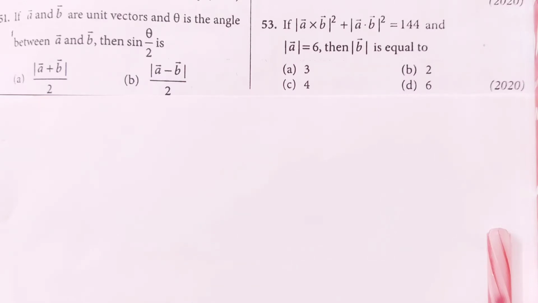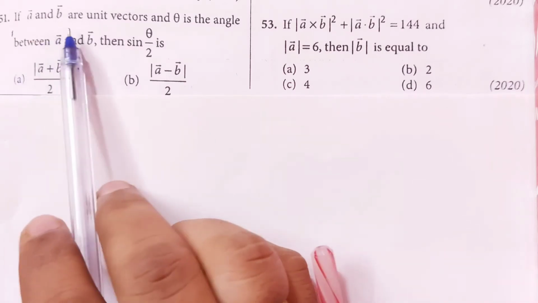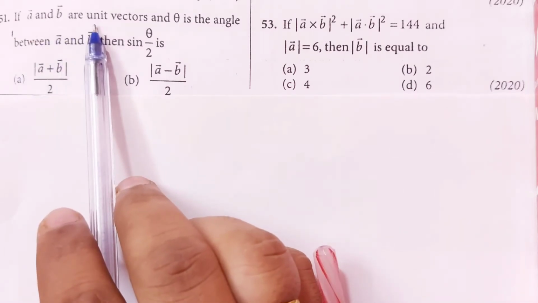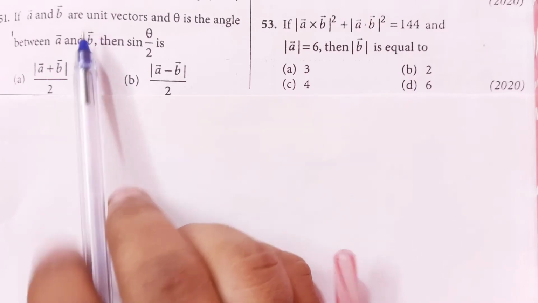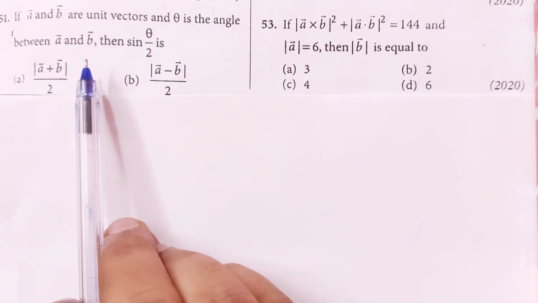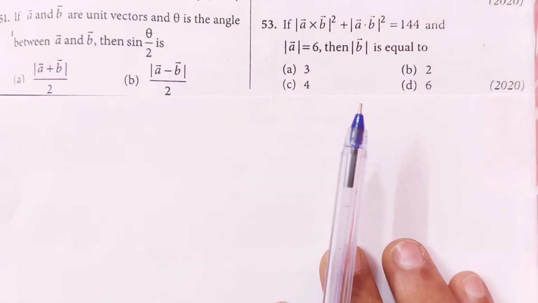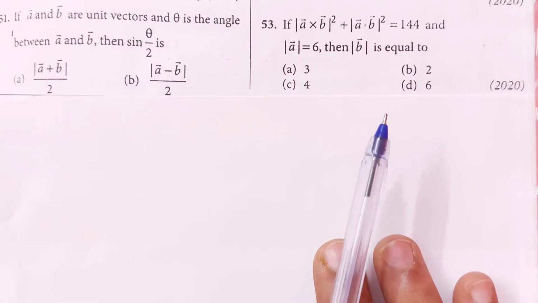So let's begin. Look at this question now. If vector A and vector B are unit vectors and theta is the angle between vector A and B, then sin theta by 2 is. So here are the options. In order to find sin theta by 2, what do we need to know?